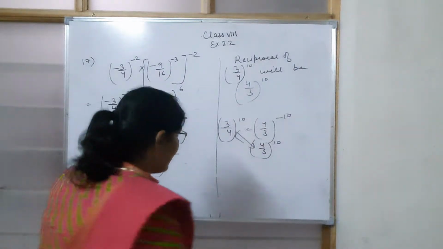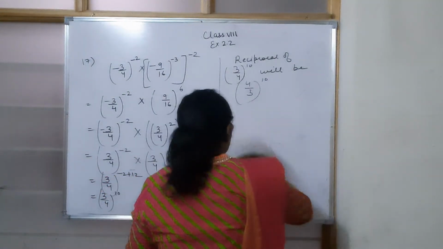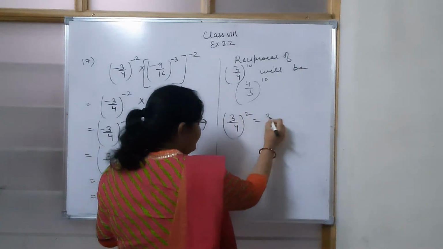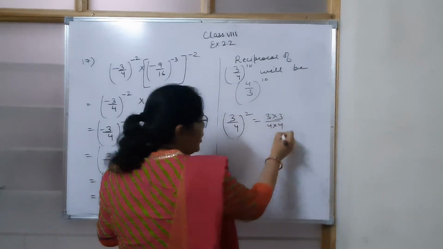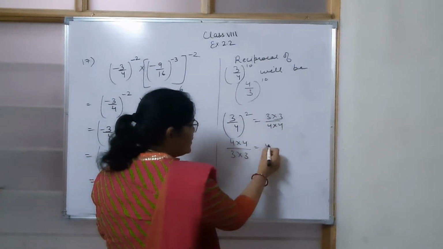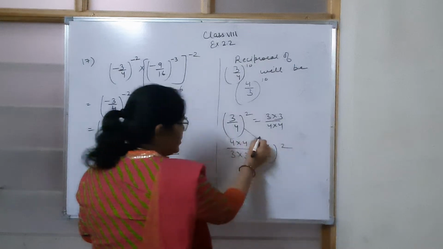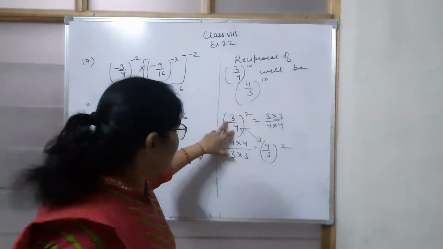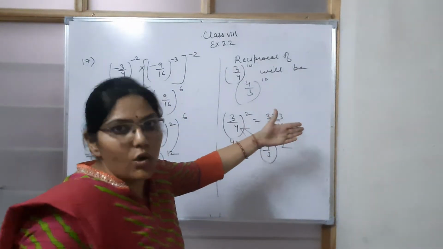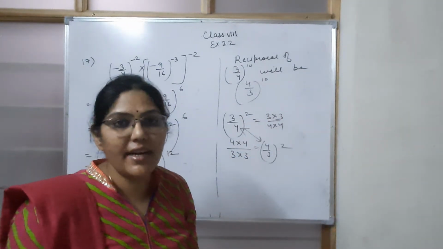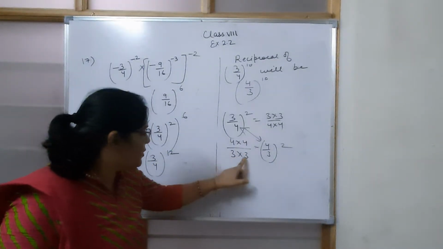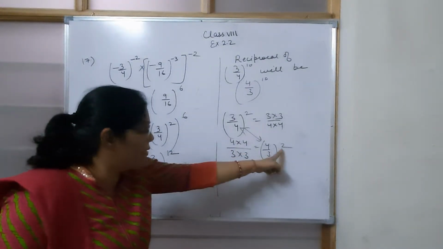Of course, let me take a small example. I am not going to take this big example. Suppose it is 3 upon 4 raised to the power 2. So what is its reciprocal? It is actually 4 into 4 upon 3 into 3, which is 4 upon 3 raised to the power 2. If you wish to find its reciprocal, what will you do? You will make the numerator the denominator and the denominator the numerator. So 4 into 4 upon 3 into 3, which is 4 upon 3 whole square.